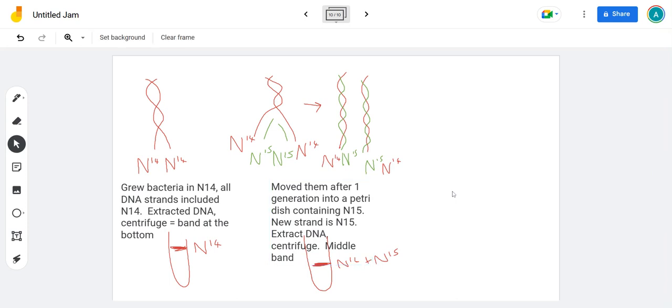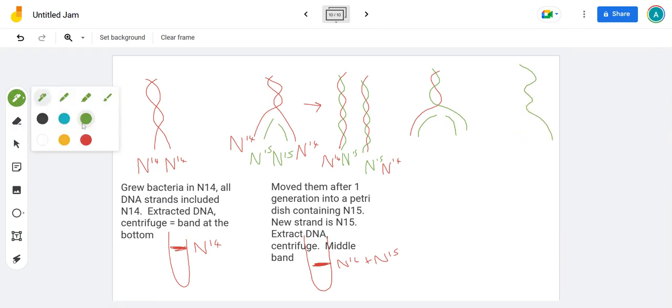And then what they do after one more generation is they do exactly the same process again. So this time, these strands that are mixed will open up like this. Okay, but still in nitrogen 15, so the new strands are these green 15s. So the same thing will happen over here. So it unzips like this, but all new strands are green.